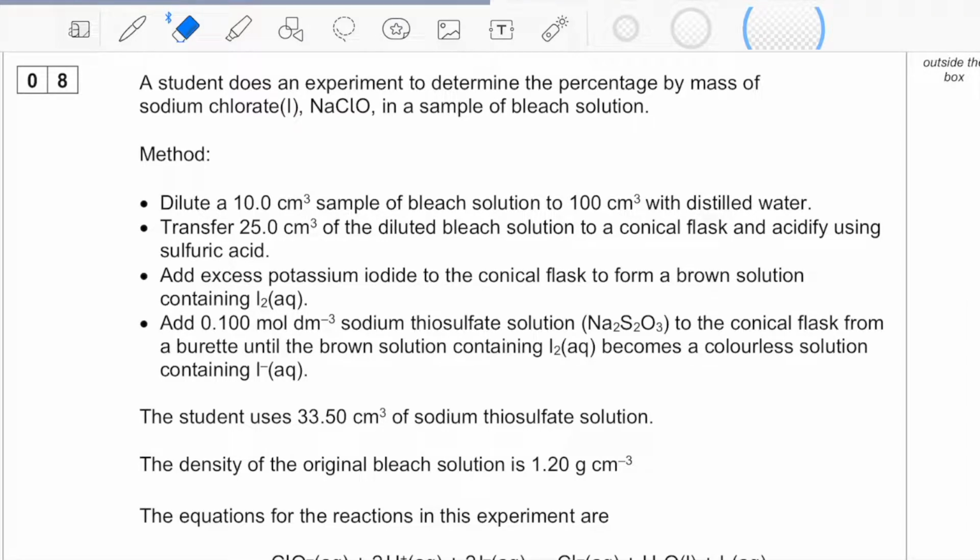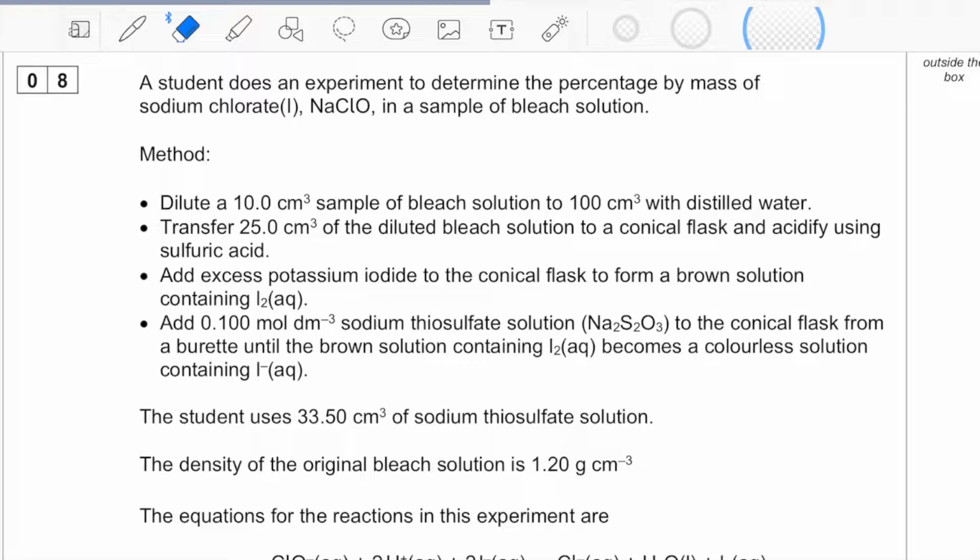Okay, so we're going to have a look at a 7-mark titration question. So let's just read through all of the text before we even focus on what we're actually being asked. A student does an experiment to determine the percentage by mass of sodium chlorate(I), and then they give us the formula. They don't do that without reason. In a sample of bleach solution, we've got to work out what percentage of our sample bleach solution is NaClO, or sodium chlorate(I).